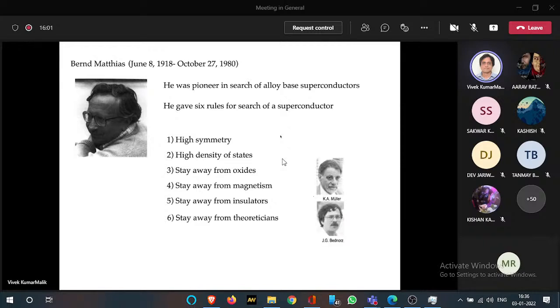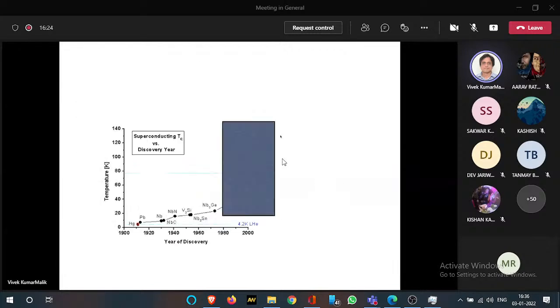So these were the two scientists who defied all the rules of Matthias, and they discovered superconductivity in a new material, actually in the oxides, which was also magnetic in its parent state. All these 5 rules were defied, and that was till the 1980s. Mostly this is how the TC was increasing as a function of years. By the 1980s, we had only superconductors with a TC of roughly around 25 Kelvin.